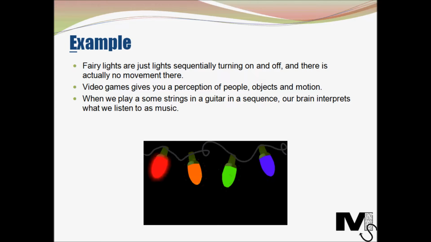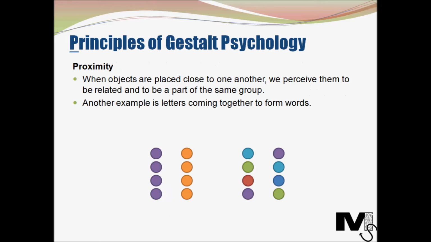There are some principles of Gestalt Psychology that govern how human brains work when it comes to interpreting movement and patterns. So let's look into some of them now, and after that look into the applications of Gestalt Psychology, including Gestalt Therapy. Okay, so the first principle is the principle of proximity. The principle of proximity states that when objects are placed close to one another, we perceive them to be related to one another and to be a part of the same group.